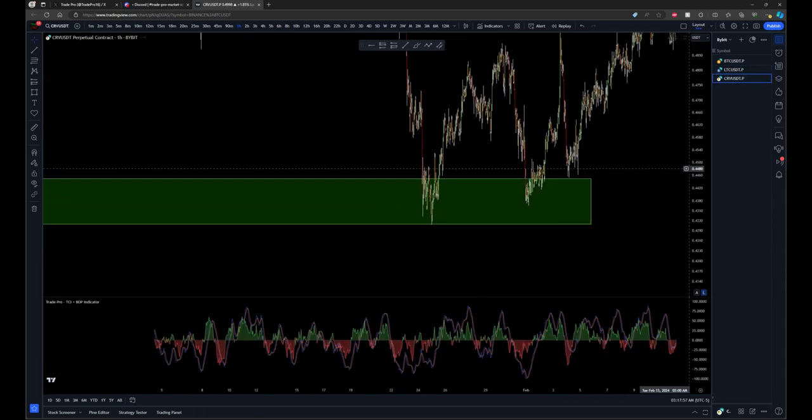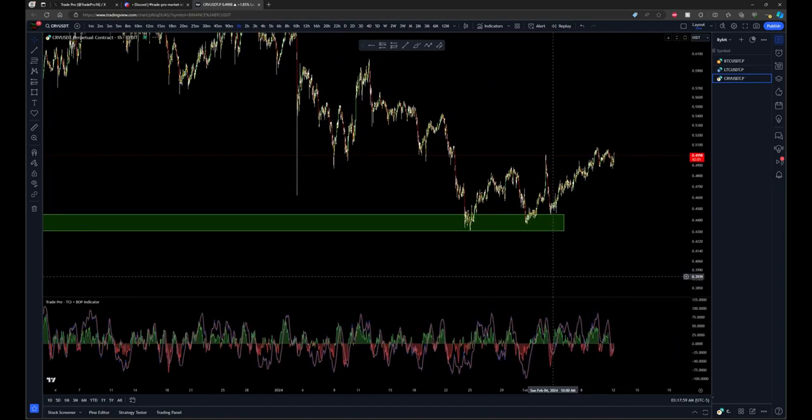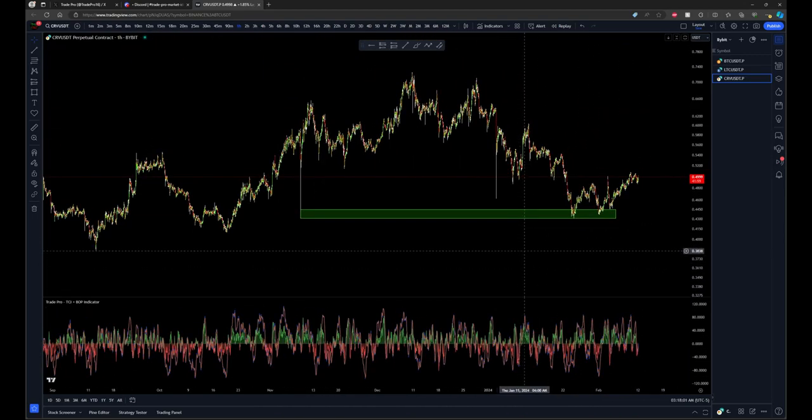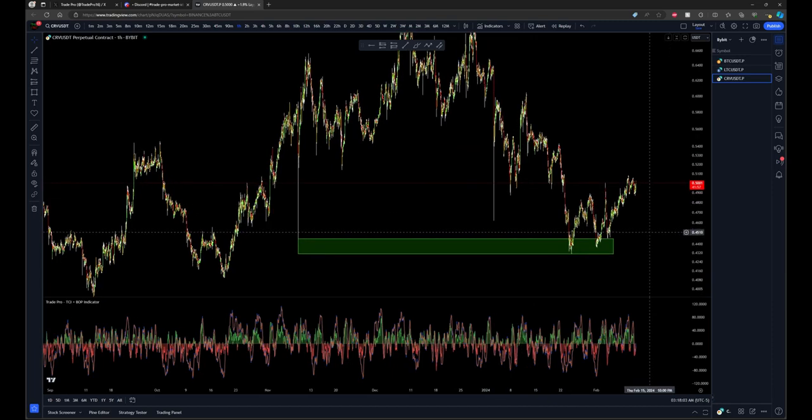Let's take a look at CRV. Remember, same strategy. It's going to be the trend following, stop loss hunt, divergence strategy.